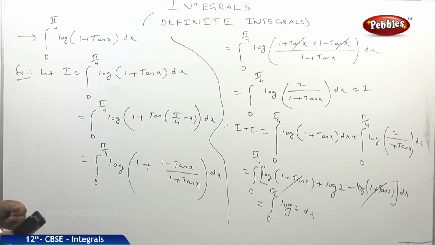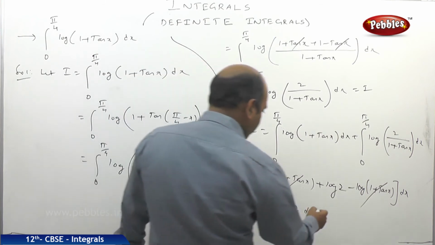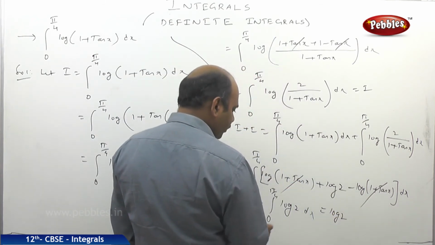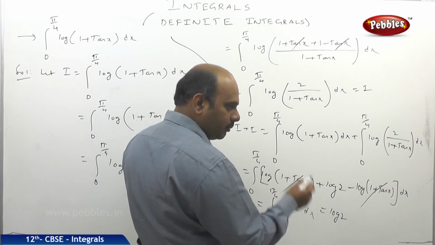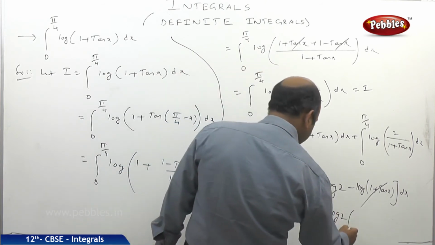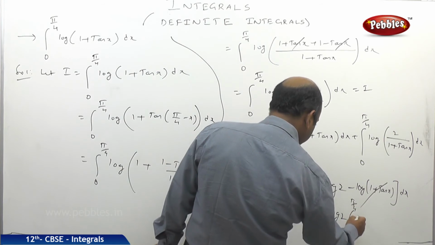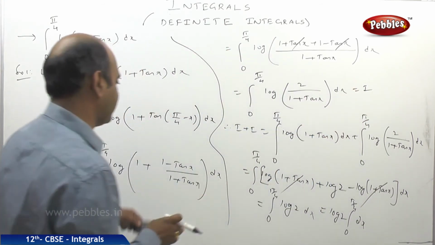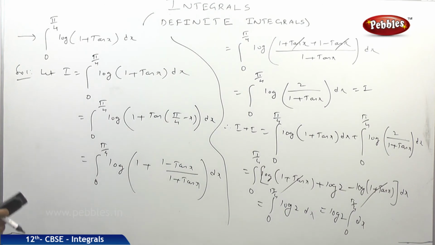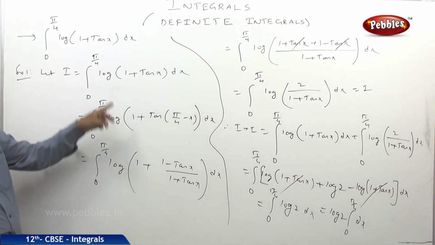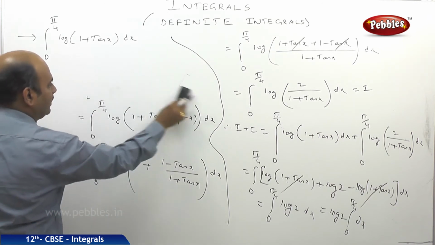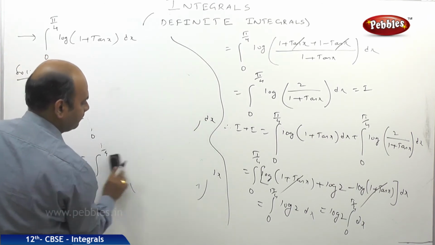So log 2 will be coming outside. There remains the integral from 0 to pi by 4 of dx. But for the integral of dx, I'll write another step. Integral from 0 to pi by 4 of dx. So finally what happens? I think you completed this part. I am erasing and doing it here. Finally, what happens?